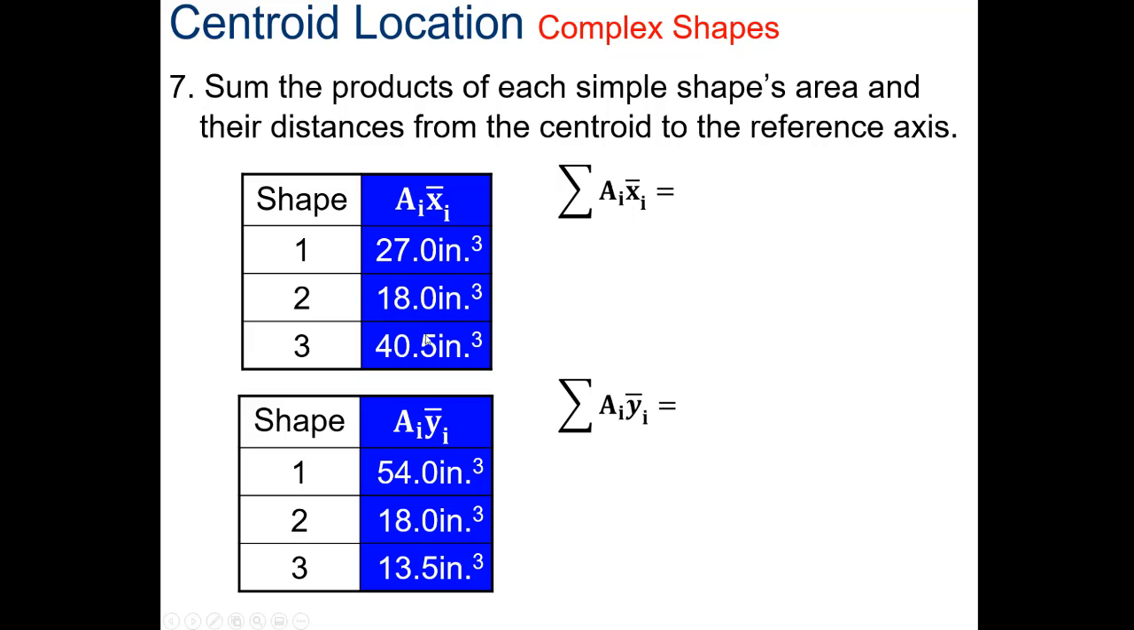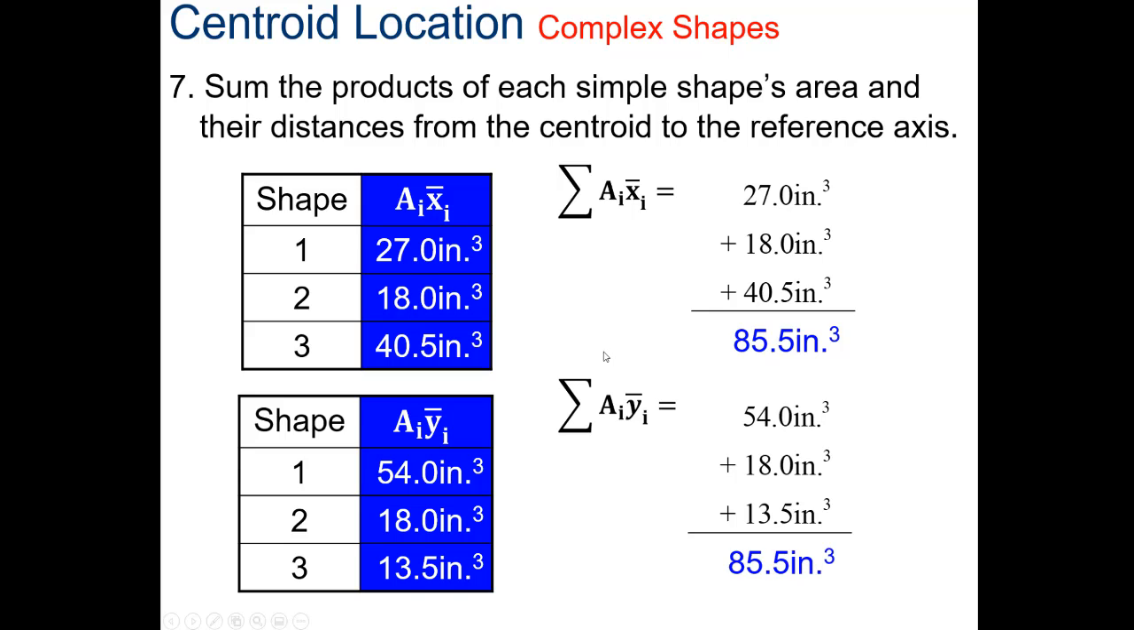So the sum of these, 85.5. The sum of these, 85.5. That does not always happen, by the way. That just is oddly the case.